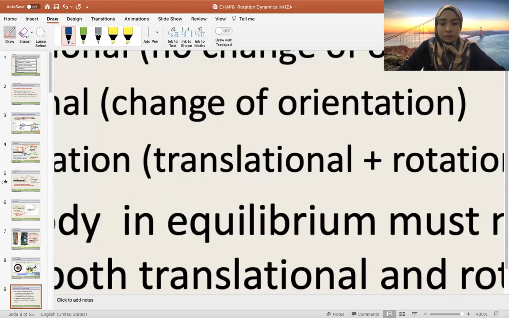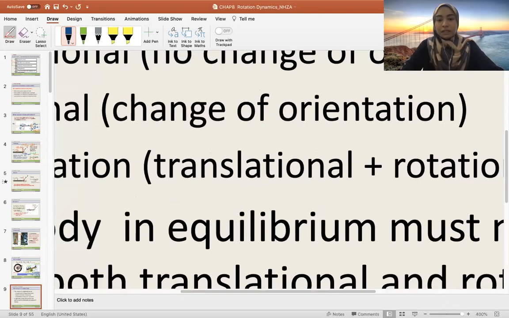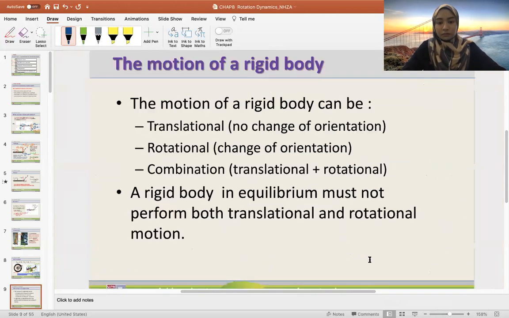Where is my mouse? Oops. Jadi ni. Excuse me. Okay.